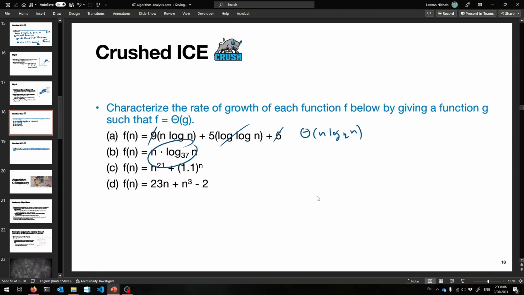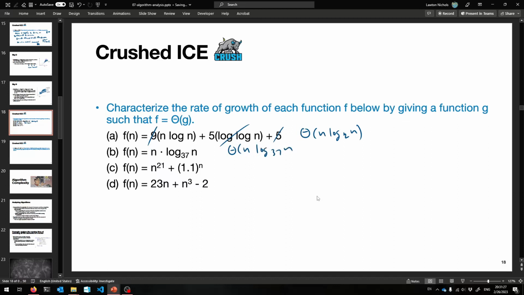What about this one? n times log base 37 of n. Let's see. Well, you have no constants to factor out. These are both involving n. You can't get rid of any of them. So it really is, immediately, big theta of n times log base 37 of n.